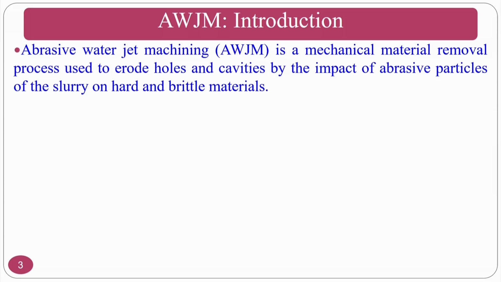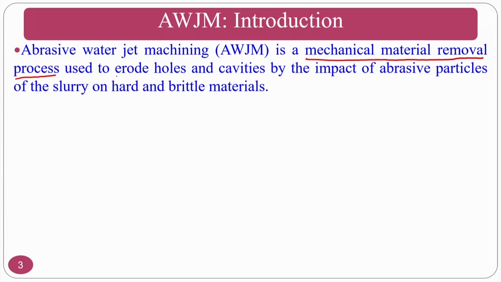Introduction. Abrasive jet machining is a mechanical material removal process, because the material removal is taken care of by the abrasive action, that is nothing but abrasion, because of which it is called a mechanical material removal process. Basically, abrasive particles erode the holes and cavities by the impact of abrasive particles and the slurry on hard and brittle materials. As I said in abrasive jet machining also, these processes are very good for brittle materials rather than ductile materials, because in a ductile or soft material there will always be a chance that abrasive particles embed and create some problem.